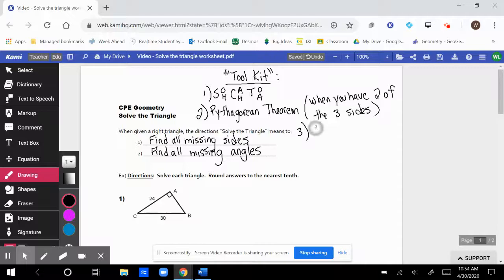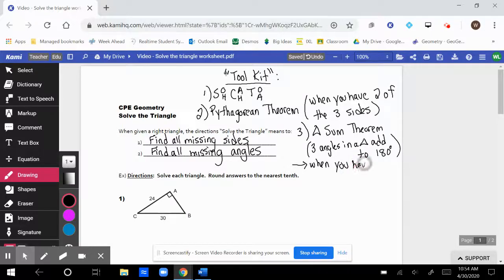The third thing would be the triangle sum theorem. I think all of you know that theorem, but you might not remember it by name. It says that the three angles in a triangle add to, I'm sure you're all yelling it at your screen right now, 180 degrees. You all know that. You can use this one when you have two of the three angles.